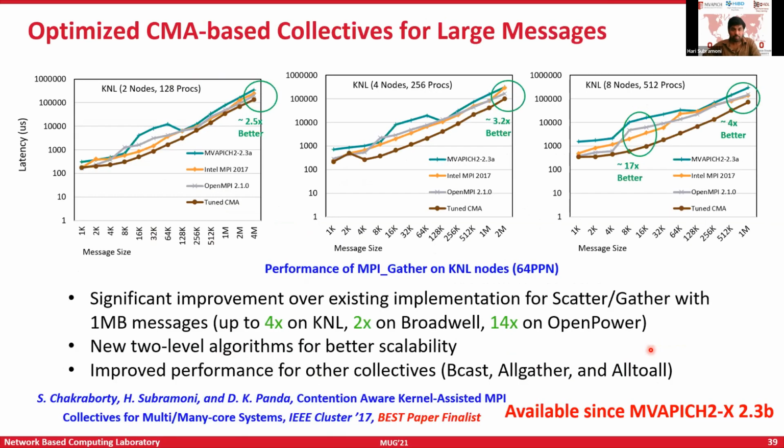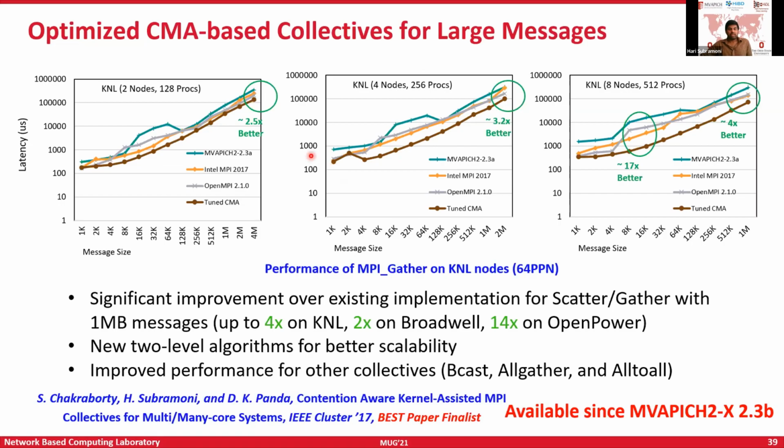You also have support for CMA-based collectives for large messages. As HPC systems are getting denser and denser in terms of the number of CPUs available per node as well as the number of GPUs available per node, we want to have very good mechanisms for intra-node communication for point-to-point as well as collective operations. That is where we try to come up with optimized mechanisms to use kernel-based transfer mechanisms such as CMA for large message transfer.